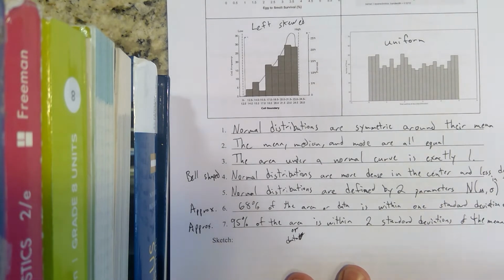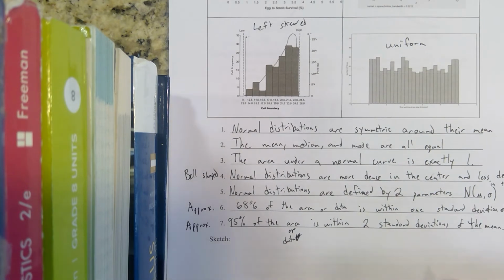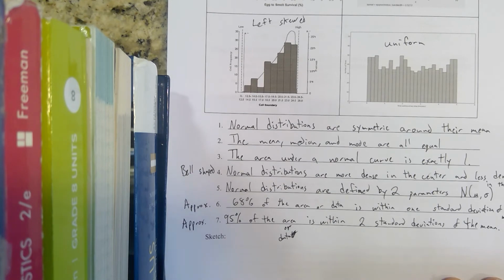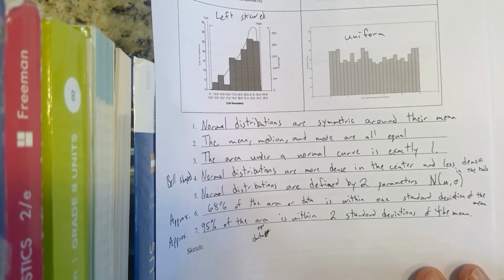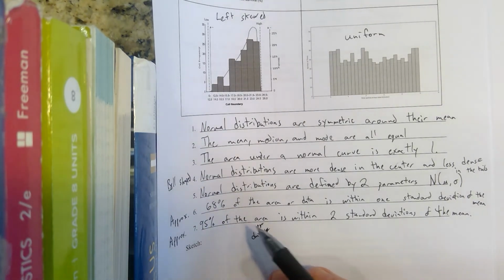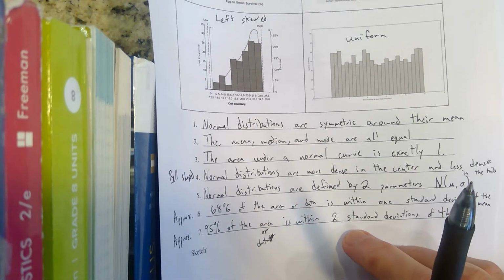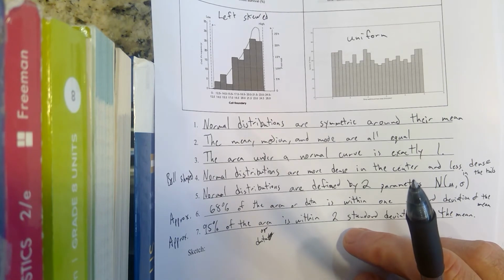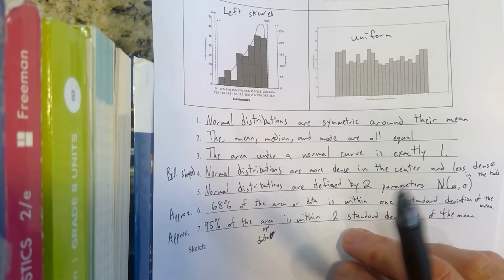Okay, so those two things are the most important things to remember. 68% of the data will be within 1 standard deviation of the mean. Fold that up. 95% of the data will be within 2 standard deviations of the mean. Approximately. Okay? So we're going to use that information to answer some questions about probabilities.